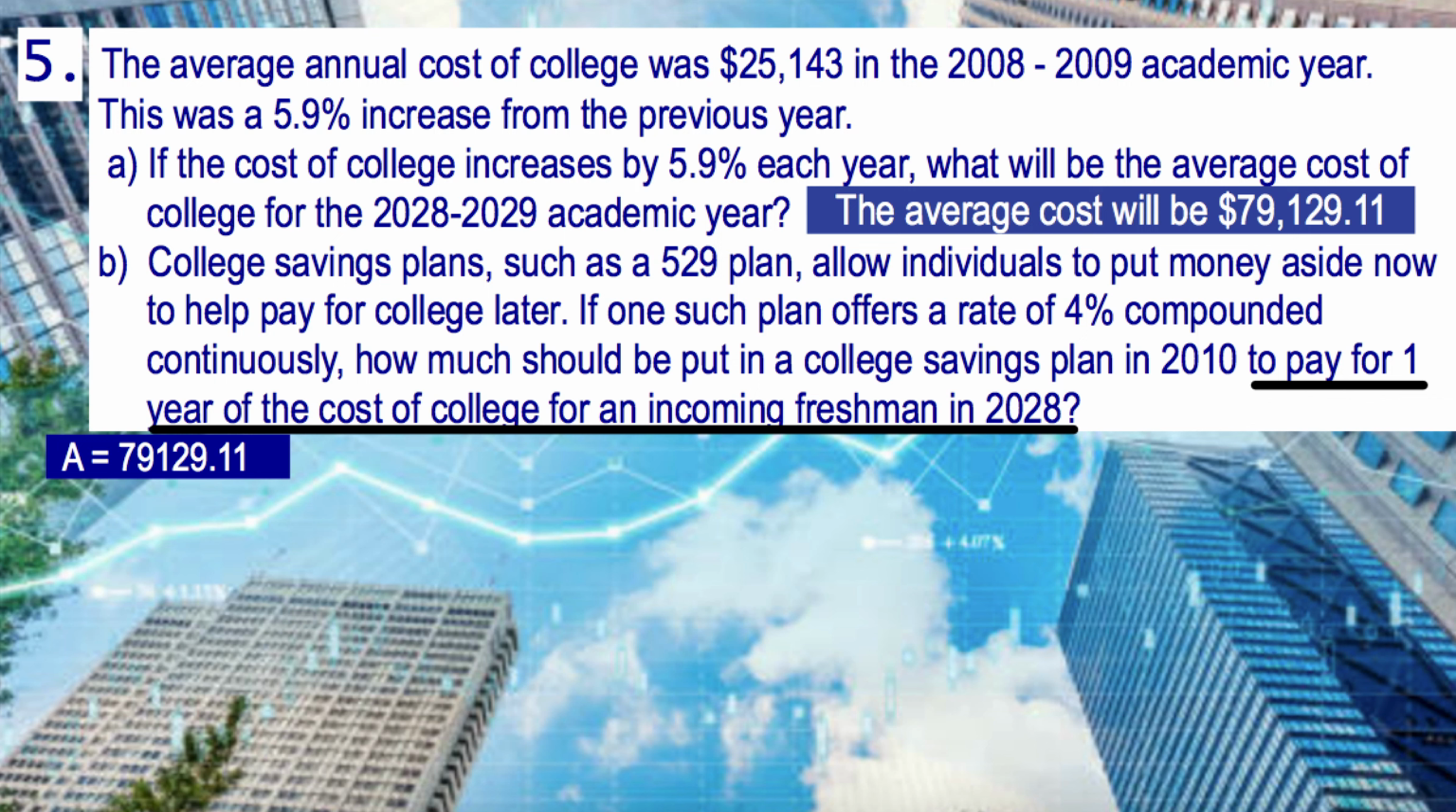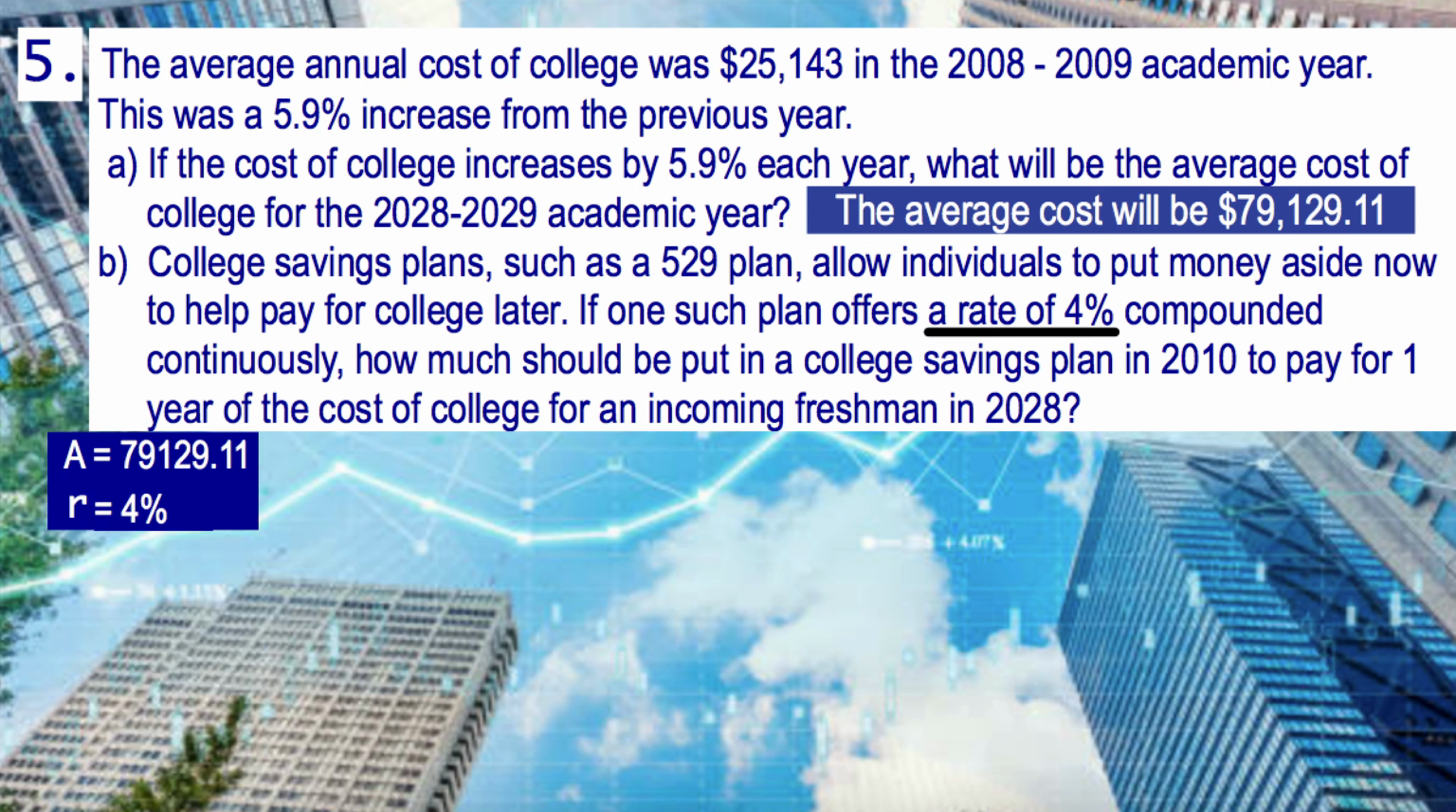Part B. College saving plans, such as a 529 plan, allow individuals to put money aside now to help pay for college later. If one such plan offers a rate of 4% compounded continuously, how much should be put in a college savings plan in 2010 to pay for 1 year of the cost of college for an incoming freshman in 2028? So, if we want to pay 1 year of the cost of college, we need a final amount to equal that average cost we calculated. So $79,129.11.